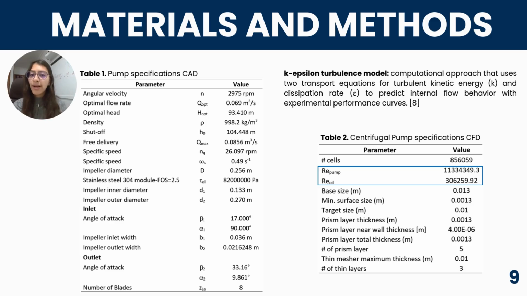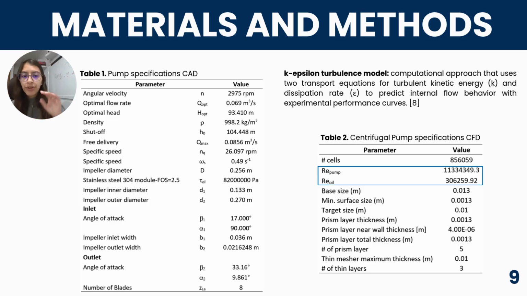As we can see in Table 1, there's a list of parameters and values used for the CAD specifications. Also in Table 2, we have the centrifugal pump specifications for the CFD used for the Star simulation. Herein we used a k-epsilon turbulence model, which is a computational approach that uses two transport equations for the turbulent kinetic energy and the dissipation rate to predict internal flow behavior with experimental performance curves.